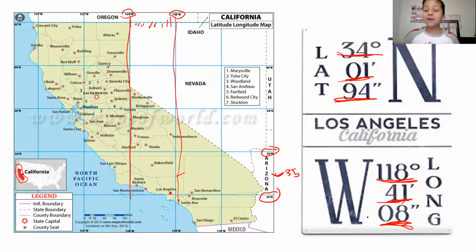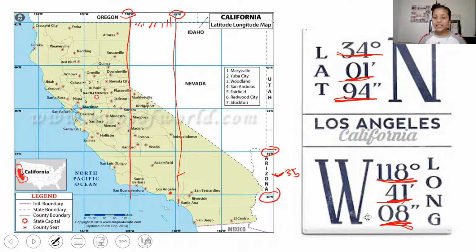So that's the absolute location of Los Angeles. 34 degrees, 1 minute, 94 seconds for latitude, and for our longitude, 118 degrees, 41 minutes, and 0.08 seconds. I could just say 8 seconds for our longitude.